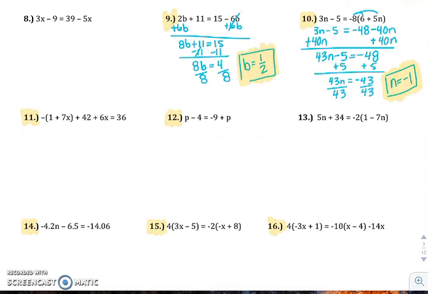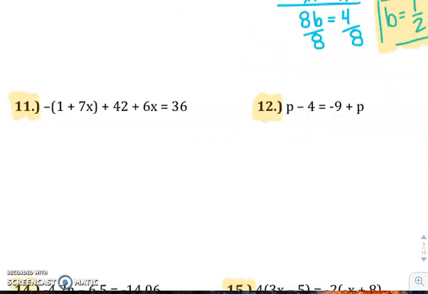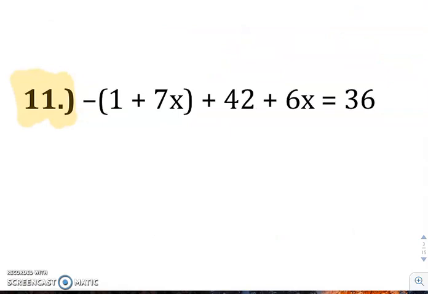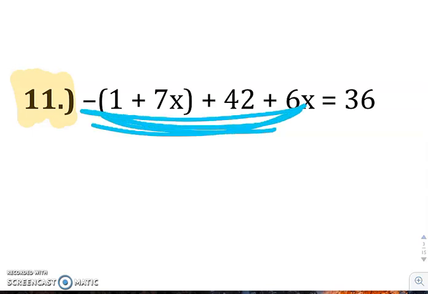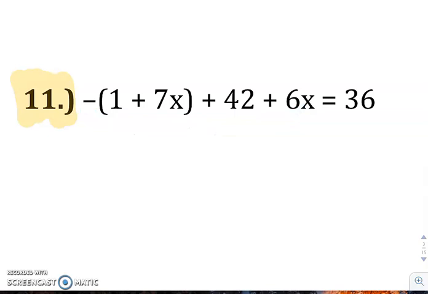Okay, we're going to do a couple more here. Number 11. So this one's pretty big. We're going to simplify everything on that left-hand side. So this whole side over here, we're going to simplify as much as we can first, and then try to solve for the variable. So this negative goes in there to both of those things.